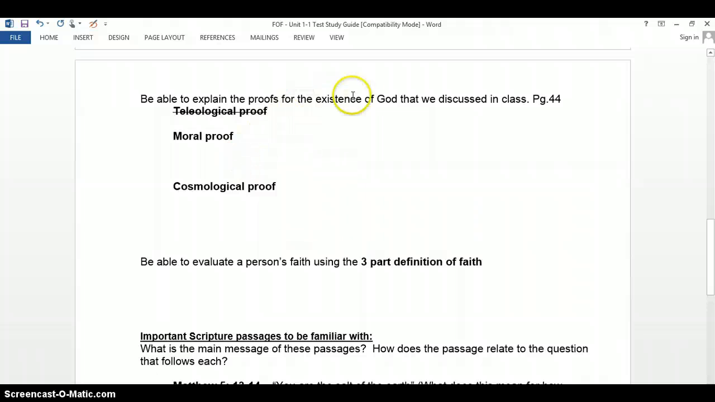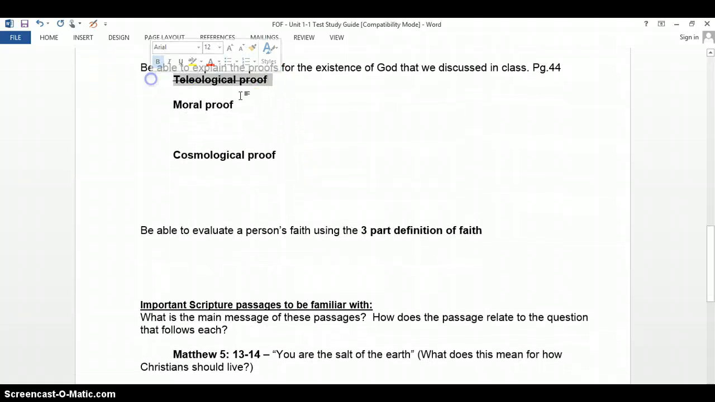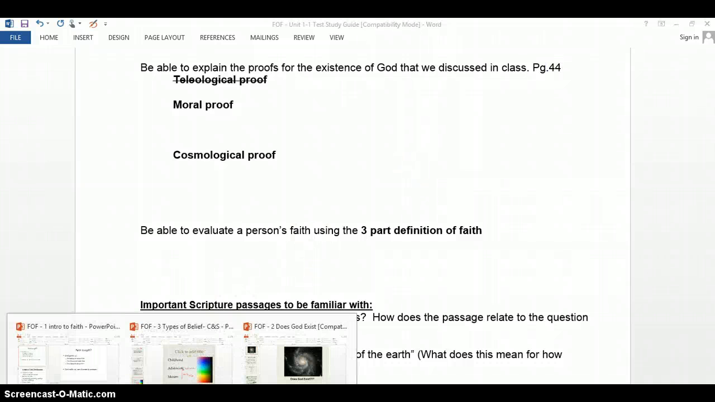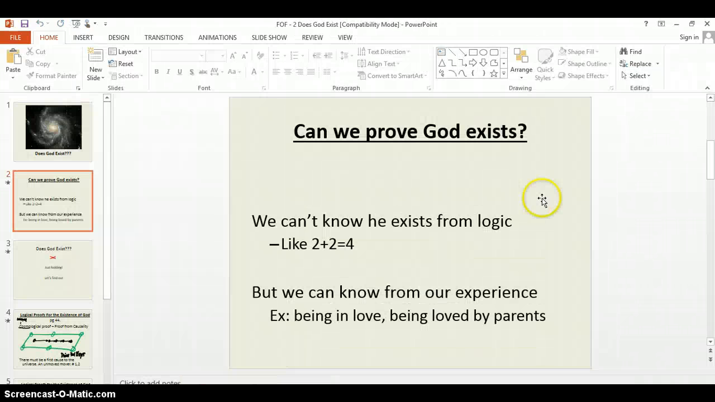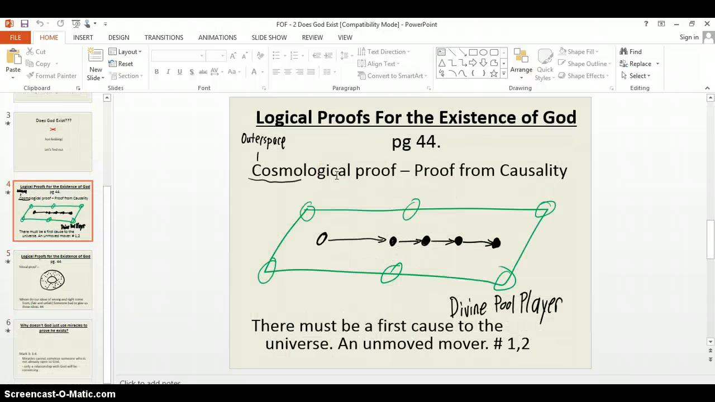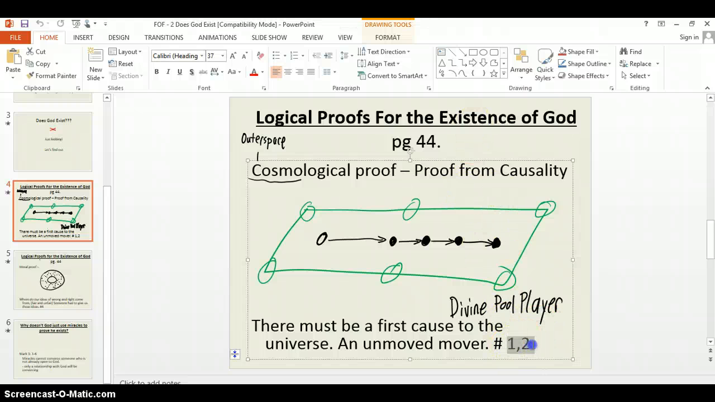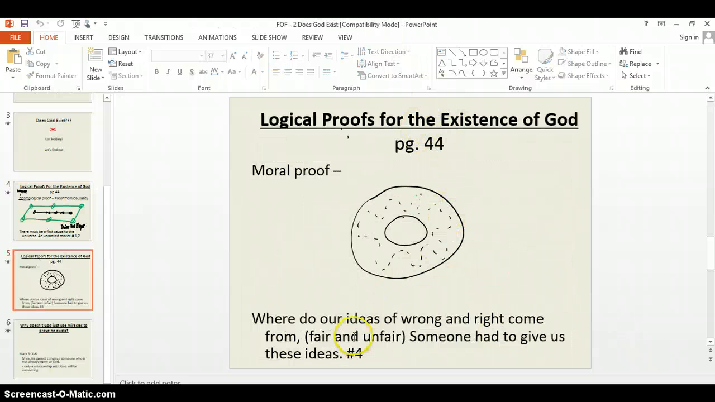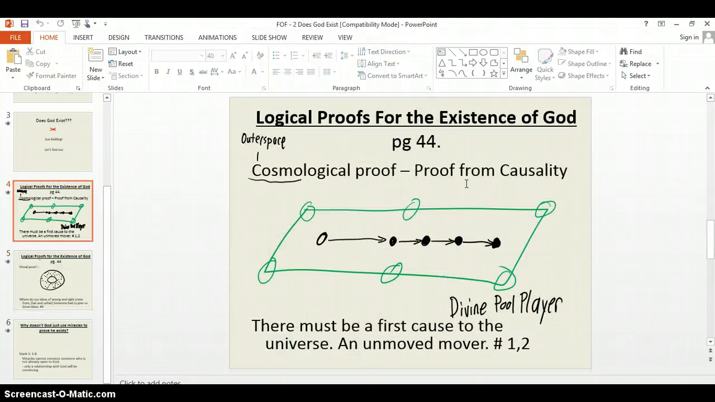Be able to explain the proofs for the existence of God that we discussed in class. You're just going to have to be able to identify them, not really explain them. The teleological proof we're not going to do, but page 44 in your textbook will be helpful for this, and also PowerPoint 2, where we went through the cosmological proof and the moral proof. It tells you on these slides. This is number 1 and 2 on page 44. I combined them into one. And then the moral proof is number 4 on page 44 in your textbook, the Catholic Faith Handbook for Youth.